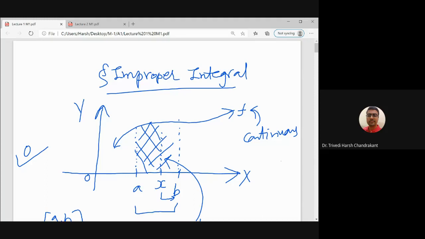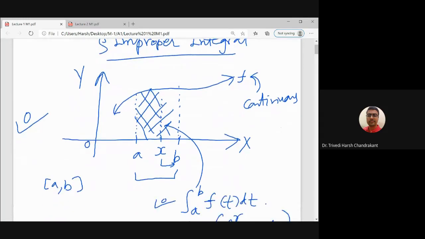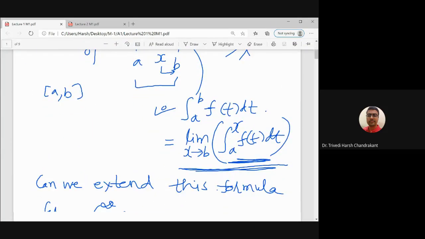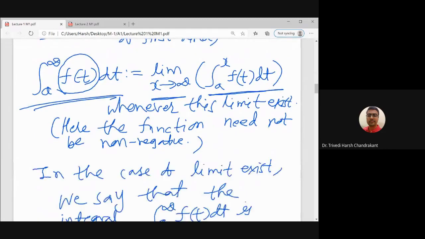In the previous lecture we discussed improper integrals. So let us directly go to the definition.